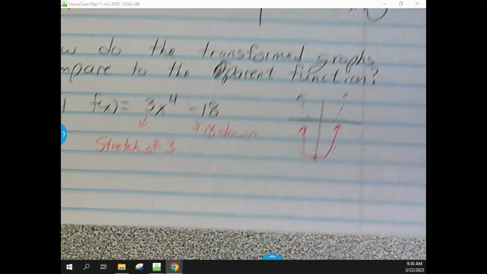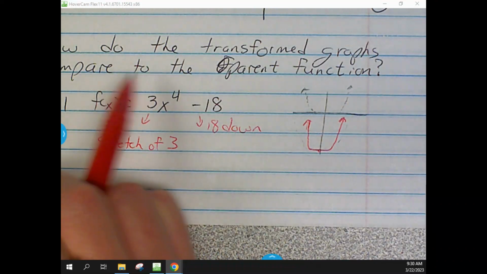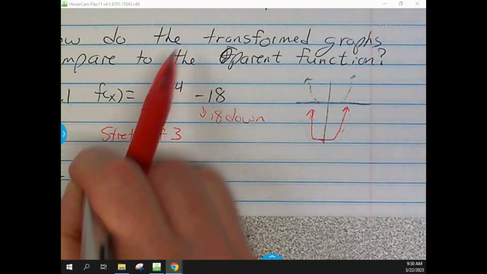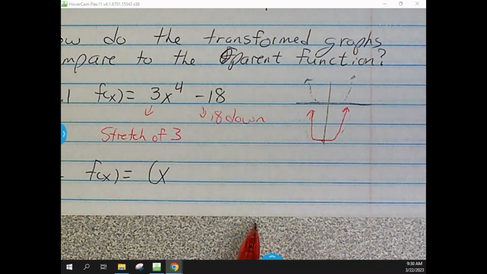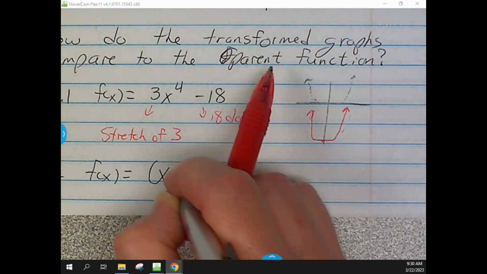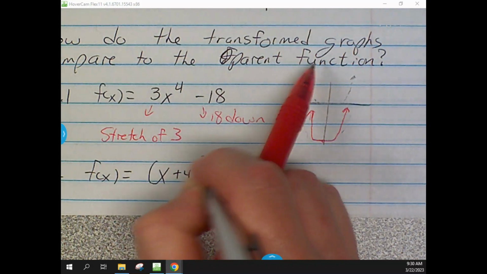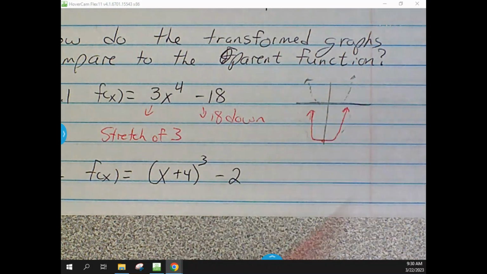Let me give you another one here real quick. Let's do f of x equals x plus 4 to the third minus 2.